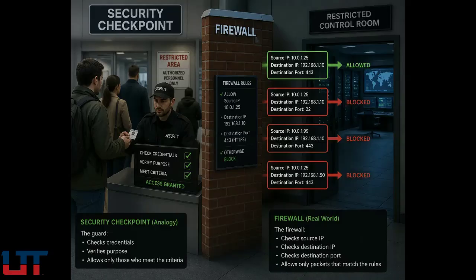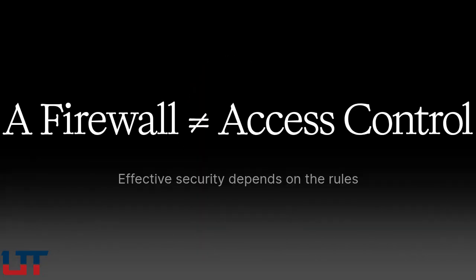A packet presenting with the right source IP, the right destination IP, and the right port number gets through. A packet that doesn't match a permitted rule gets blocked. The firewall's effectiveness depends entirely on the quality of the rules configured on it. A firewall with poorly written rules, rules that are too broad, or rules that haven't been reviewed since commissioning provides false confidence. It's a checkpoint where the guard waves everyone through without looking. The presence of a firewall is not the same thing as effective access control.